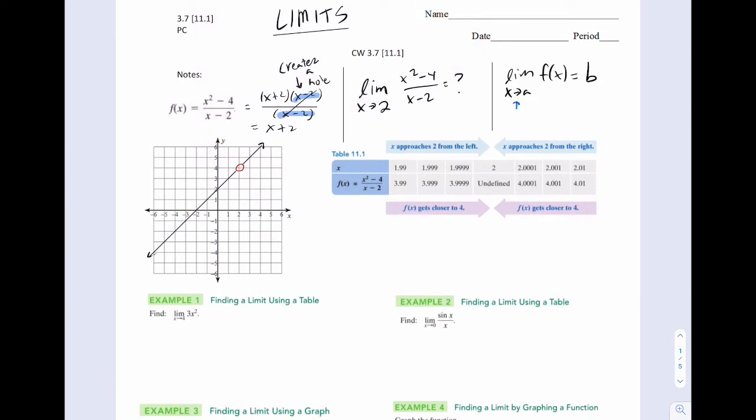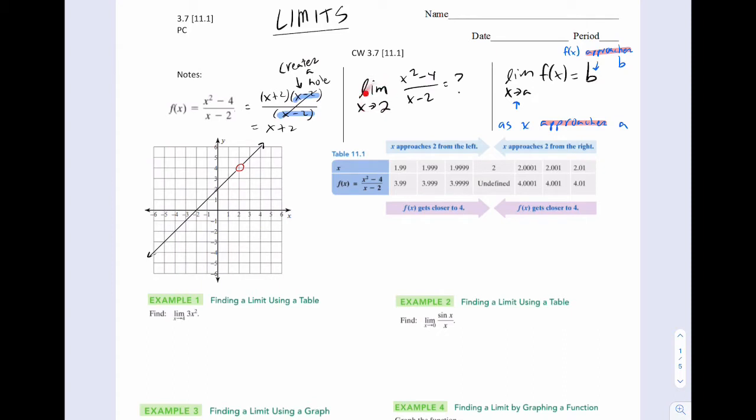The key is all in the vocab. That first part means as x approaches a, and I really want all of you to highlight this word approach. I really can't emphasize enough how important that would be. And then the second part, b, your answer, you write f of x approaches b. And again, highlight the word approaches. That is super important.